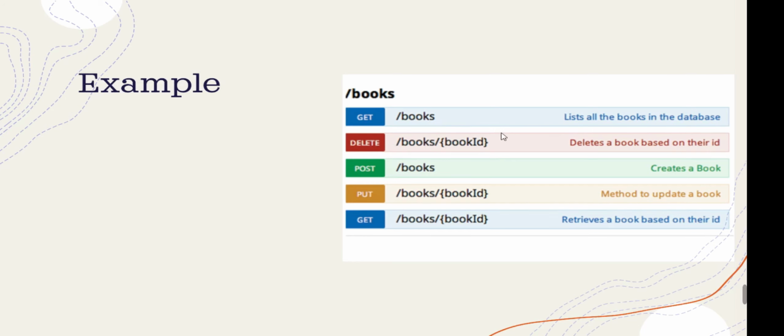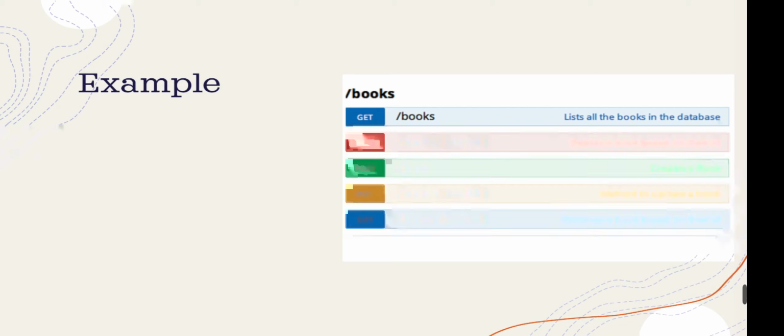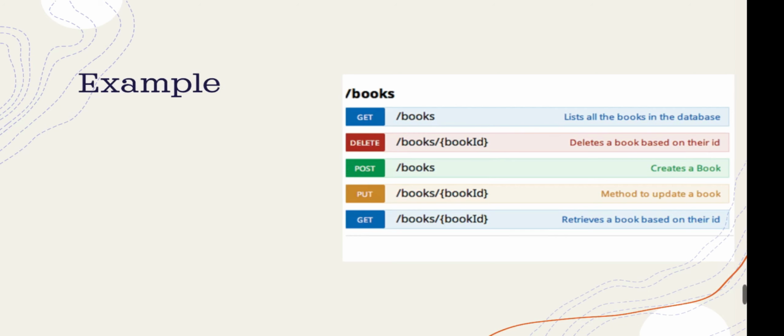Now after that, POST books. It will create a book. For a new one, you are adding a book with the name Wings of Fire. That will be added to the books database. If you use the POST method, the book will be added to the database. If you use the PUT method, Wings of Fire is there, and if you want to give a book ID to that book, at that time you use books and book ID to update the book. It will update with the book ID.